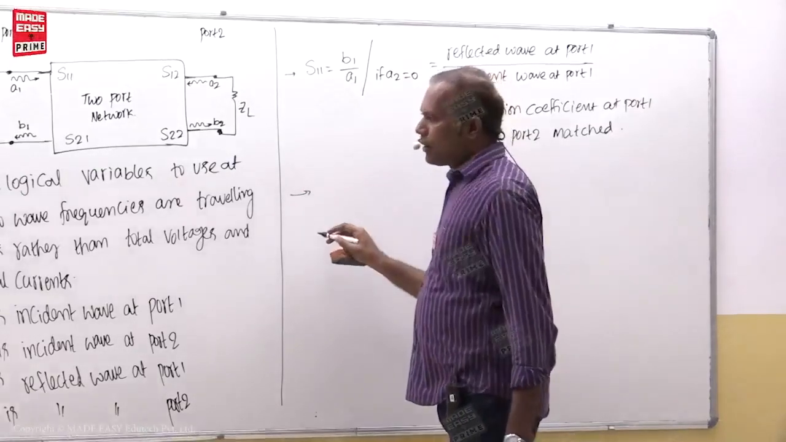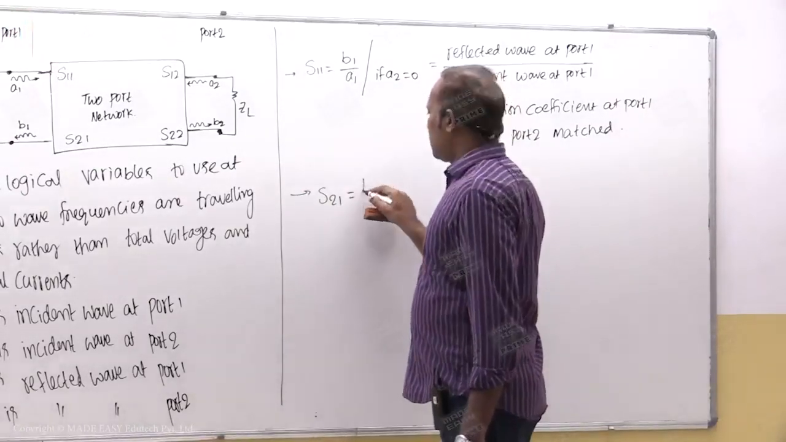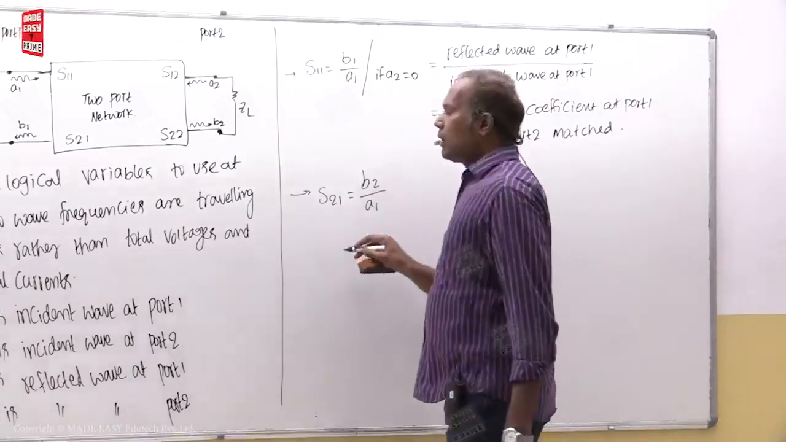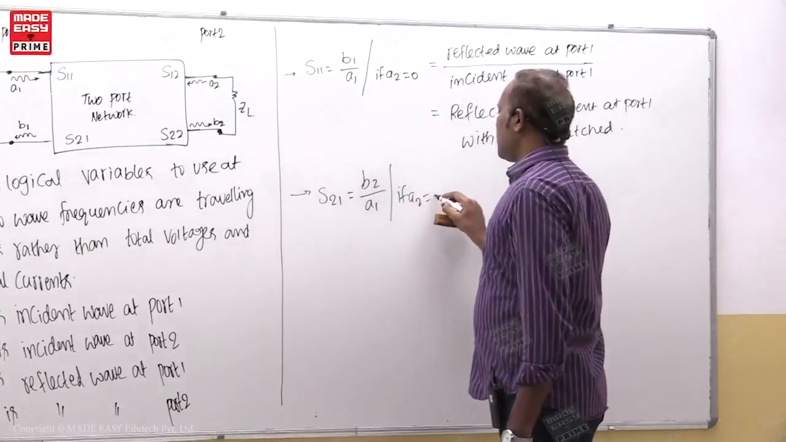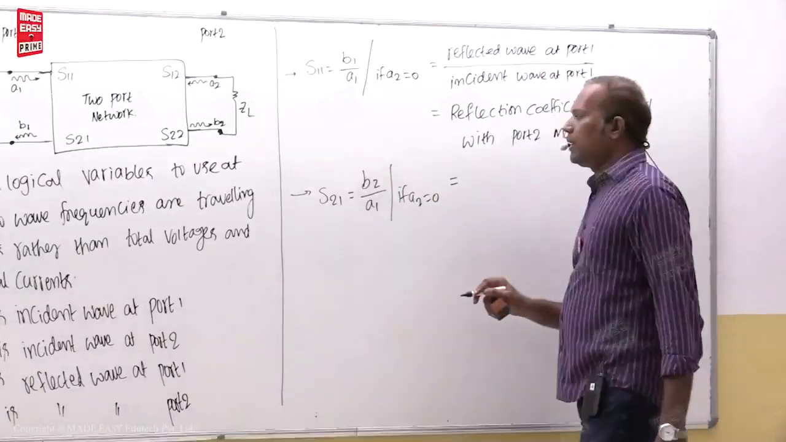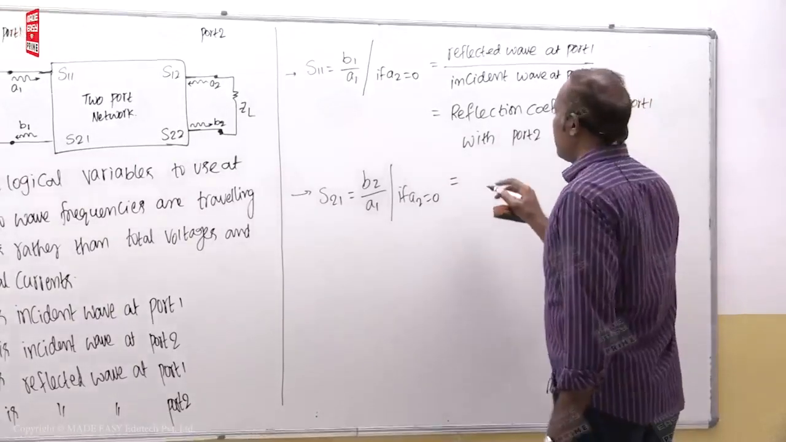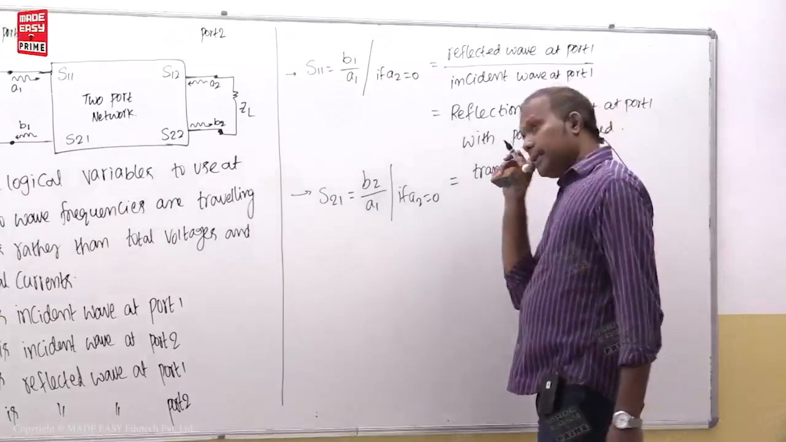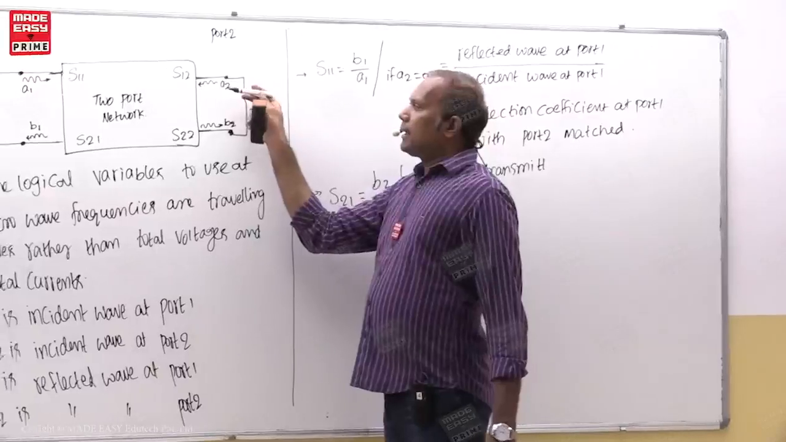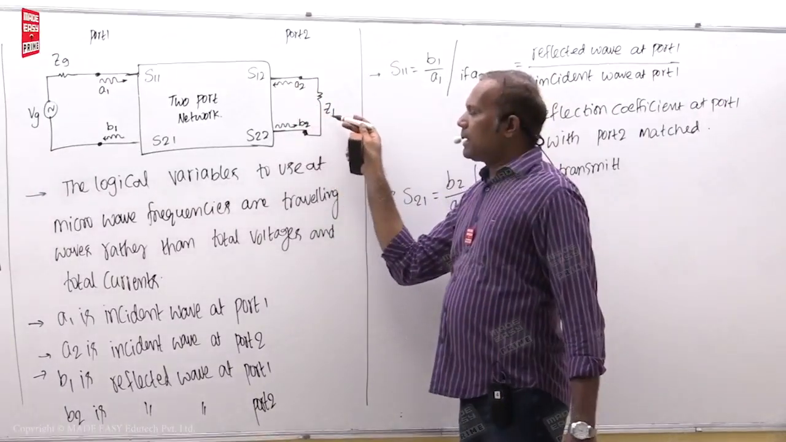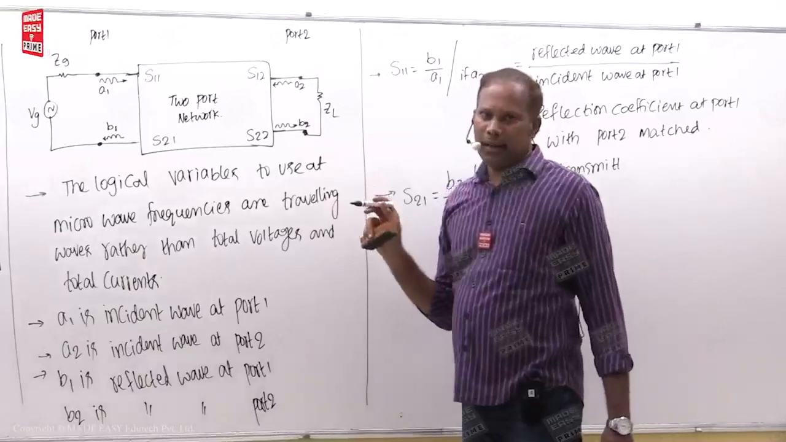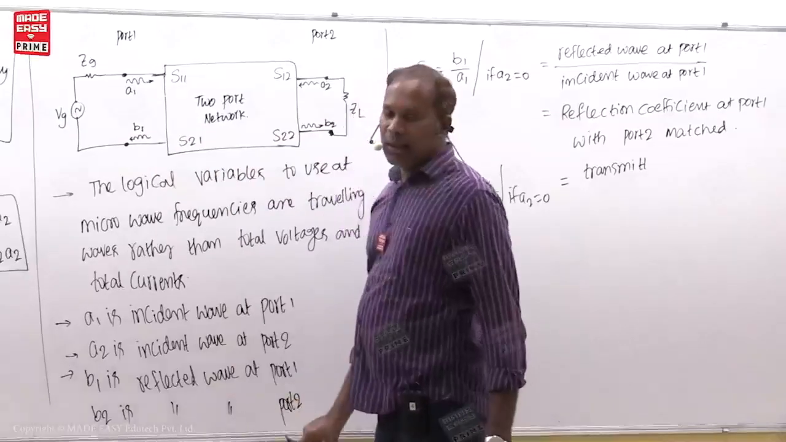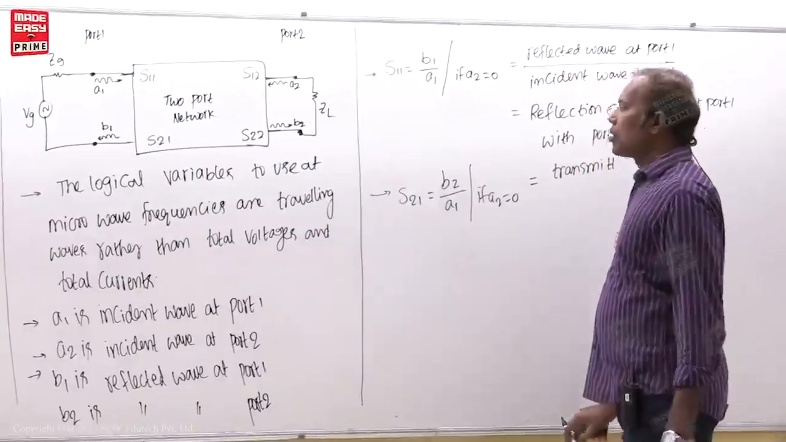Now let us talk of S21. S21 is equal to B2 divided by A1, if A2 is equal to 0. Now can you tell me what is B2, dear students? Transmitted. Students, if you send some signal here and some signal comes back from it, then it is called the reflected signal. But here nothing is there. The signal is coming in this direction from port 1. That is why it is called a transmitted signal from port 1 to port 2.